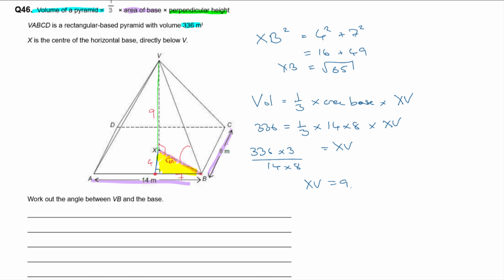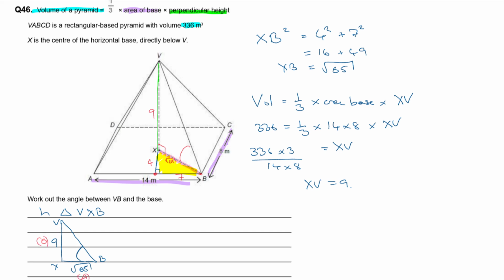So now I know two sides in this triangle. It's a right angle triangle, so I can then go and find the angle, can't I? So take triangle VXB. So in this triangle here, look. So that's X, that's V, that's B. I want to find that angle there. I know that's 9. I know that's root 65. But I also know that this is the opposite and this is the adjacent.